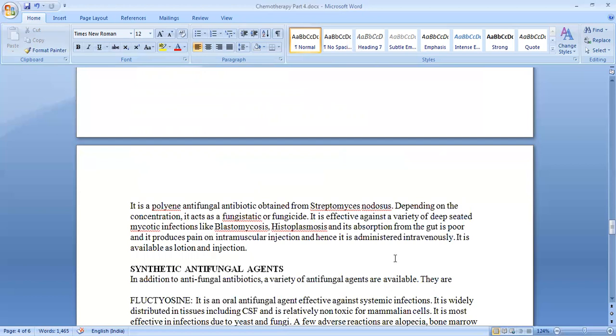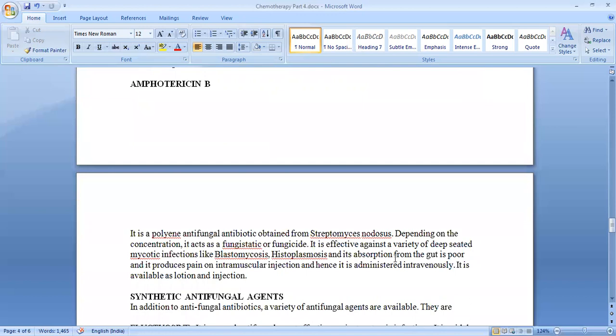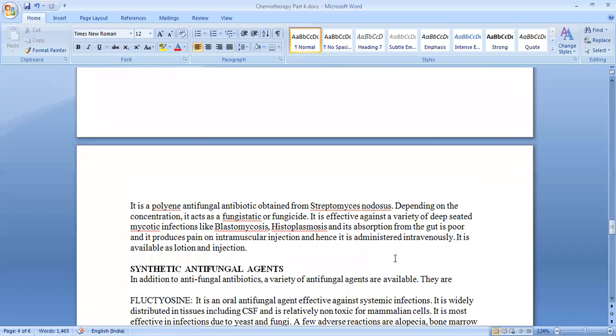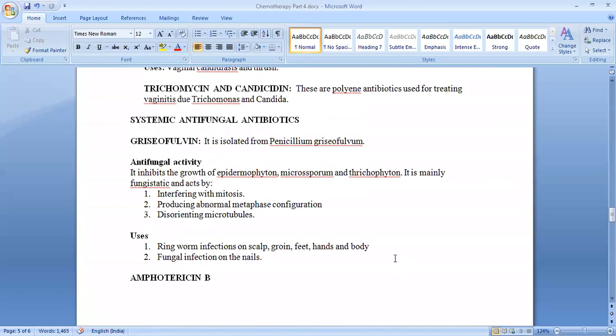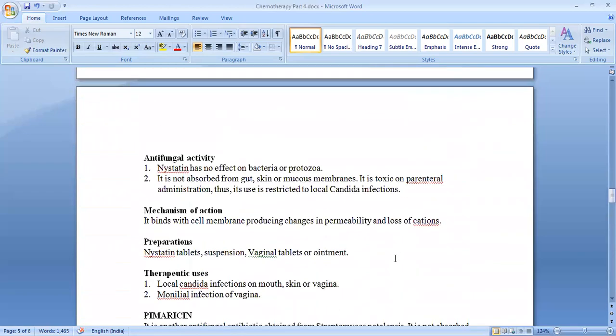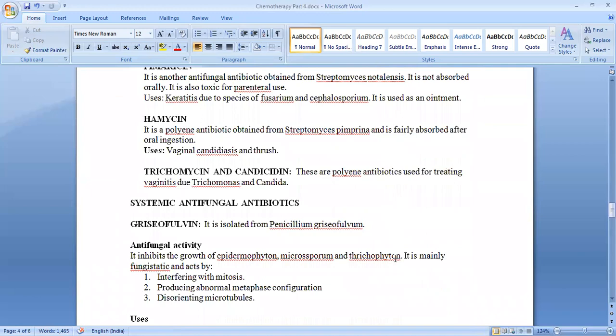So this is especially used whenever the person has developed some very deep-seated mycotic infection, and this compound, amphotericin B, is not well absorbed from the GIT. So for that reason, it has to be given parenterally. And if you try to give intramuscularly, it causes pain. So it is given through the IV route. Occasionally, sometimes it is used locally in the form of a lotion, but more commonly it is given as an intravenous injection.